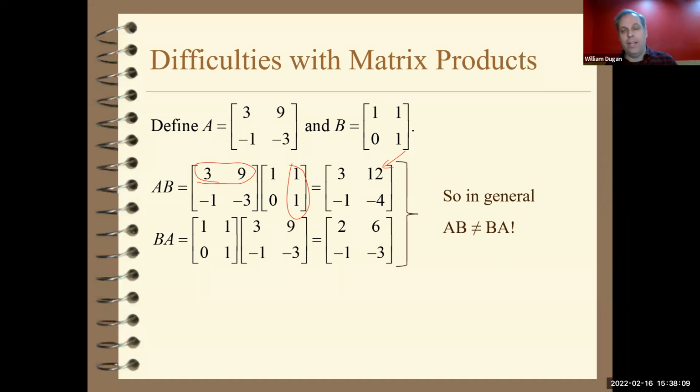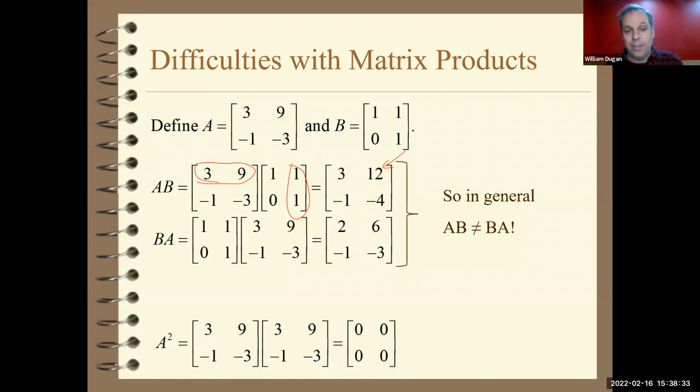It's actually worse than that, because A times B might be a defined product, but B times A is not only not always equal to A times B, it may not even exist. The object itself might not exist because of the dimensions not lining up correctly. So that's really bad. Oh, but it gets worse than that.